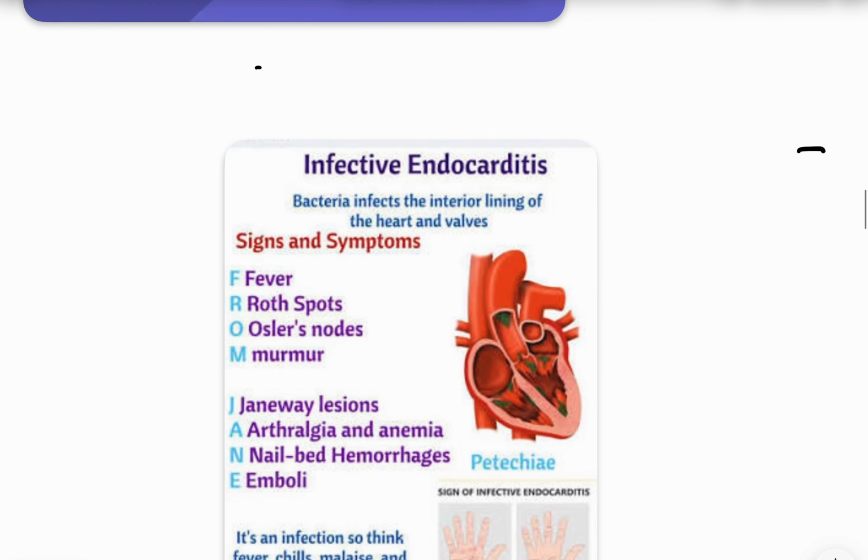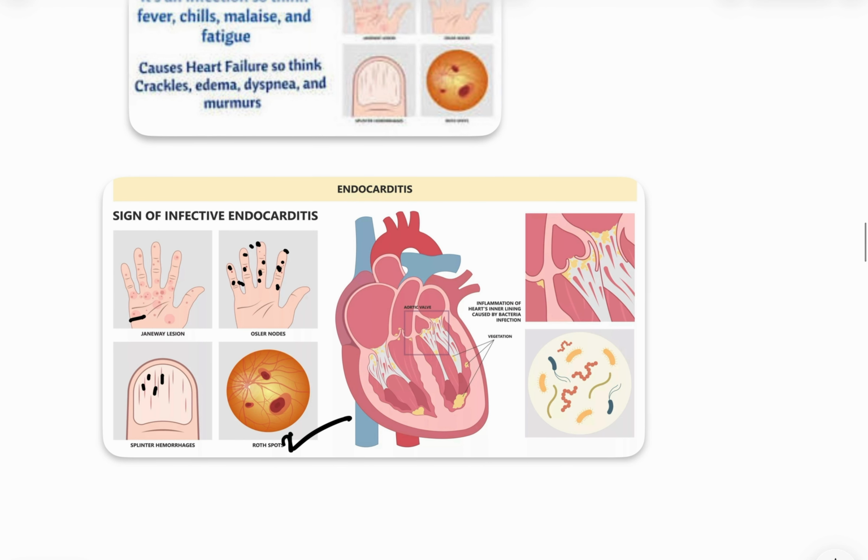Among the Duke's criteria, the most important thing is to identify the symptoms by seeing the image or understanding what the particular symptoms are. So that is Janeway lesions, Osler's nodes, splinter hemorrhage or nail bed hemorrhage, and Roth spots. Remember, Roth spot has been asked in a central government nursing examination, where an image was given and asked what this symptom is called. The answer can come as Roth spot or Litten spot or Litten sign. So remember Roth spot is very, very important.